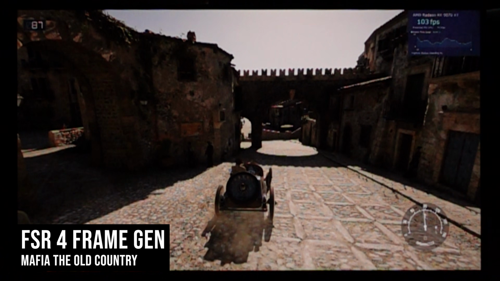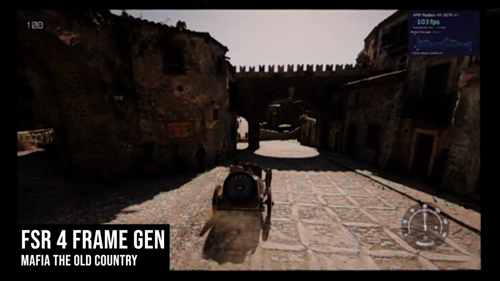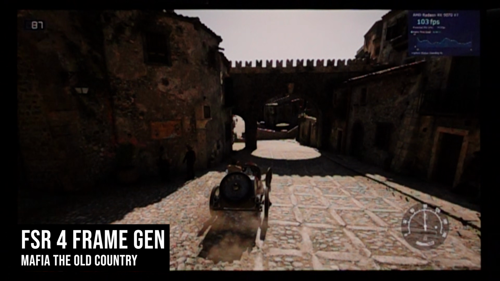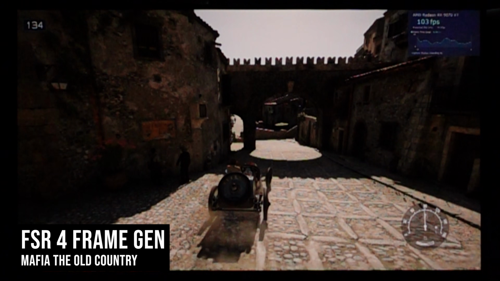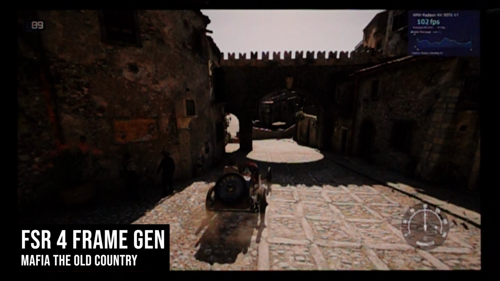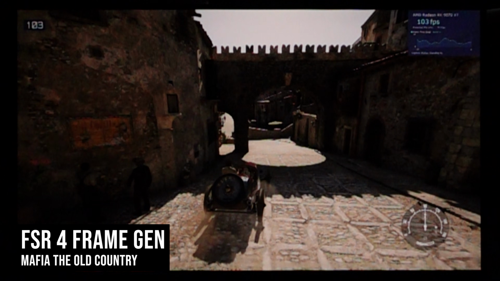Here's Mafia the Old Country, and instead of spinning the camera around, I'm just driving in this town area as normal. The output frame rate with frame generation enabled is around 103 FPS, and you can clearly see again this erratic frame pacing with a double tap type of output. There are some periods where pacing appears to revert to something more normal, but this is not consistent.